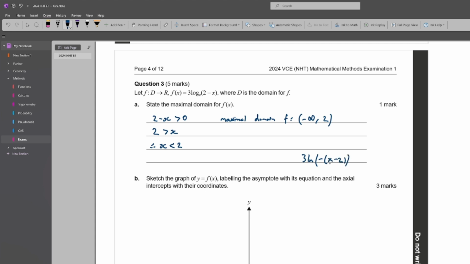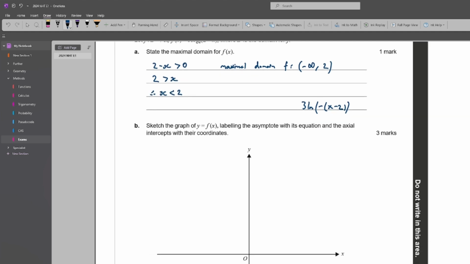And this shows us that there's a reflection in the y-axis and a translation 2 units to the right of the entire function, including the asymptote. So our asymptote, as expected, is at x equals 2. And let's not forget the reflection in the y-axis. We need to label the asymptote, which we've done, and the axial intercepts with their coordinates.